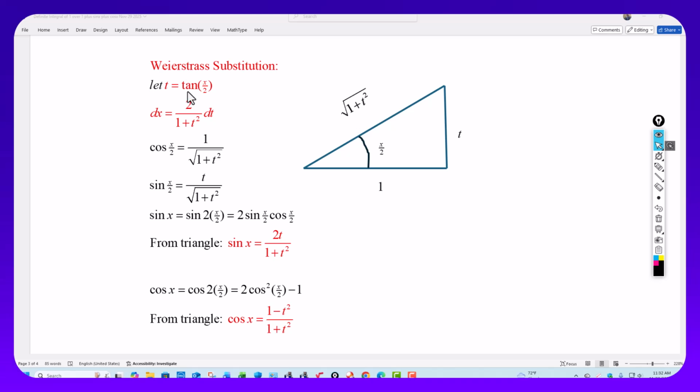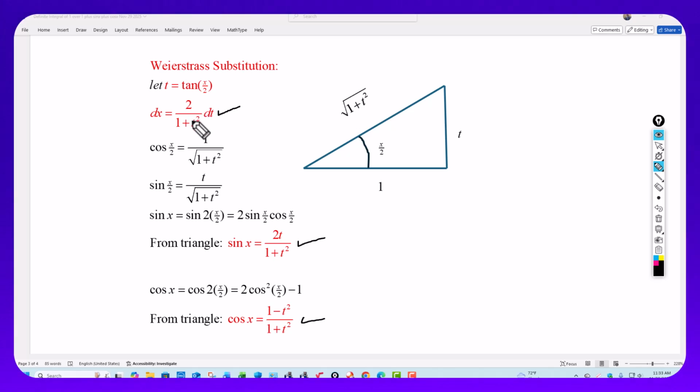So for this one, we take the arctangent of both sides to isolate the x over 2, and then we take the derivative, and we get a representation for dx: 2 over 1 plus t squared dt. So when you're working a problem involving sine and cosine, these are your main formulas you're going to use. For dx, you're going to replace it by this. For sine of x, you're going to replace it by this. For cosine of x, you're going to replace it by this. So everything's going to be in terms of t.